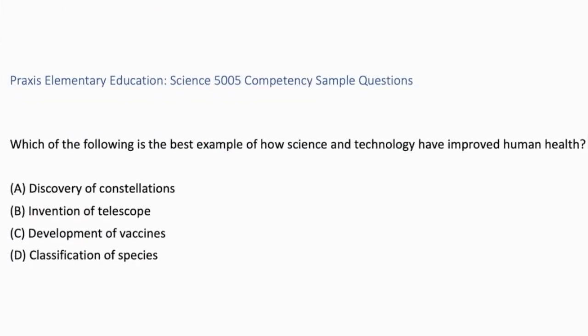Which of the following is the best example of how science and technology have improved human health? A. Discovery of constellations. B. Invention of telescope. C. Development of vaccines. Or D. Classification of species. A. Constellations relate to astronomy, not health. B. Telescope is a scientific tool, not health-related. D. Classification. This is knowledge of biodiversity, not health impact. The correct answer is C. Development of vaccines. Vaccines prevent diseases and save lives.